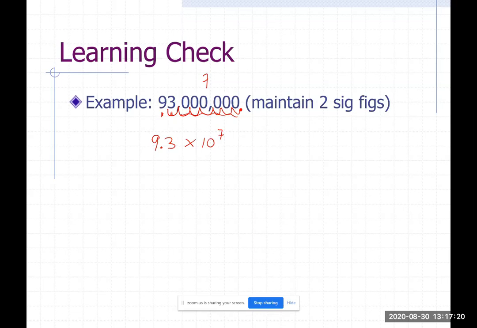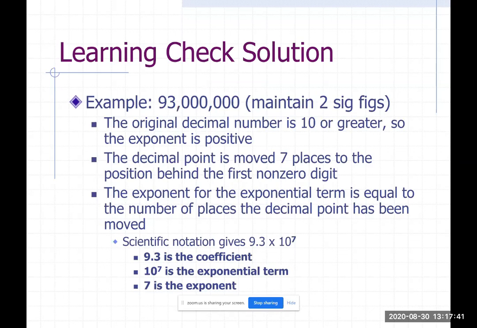Now this should give you a good idea about why all those trailing zeros don't count as being significant figures. They're just placeholders. Just like the 10 to the 7 indicates to us that there were 6 zeros there. But we know they're all placeholders. So this is just your solution.